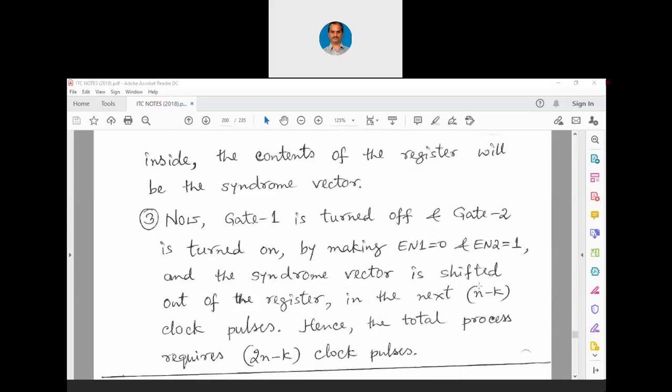And the syndrome vector is shifted out of the register in the next n minus k clock pulses, and the total process requires 2n minus k clock pulses, unlike the previous case. In the transmitter's case, we required only n clock pulses. Here, for computing the syndrome, we require some clock pulses. Later on, for taking out the syndrome, we require some clock pulses. We require totally 2n minus k clock pulses.